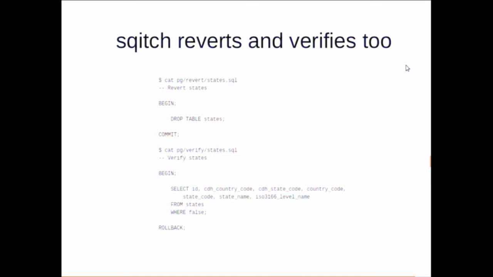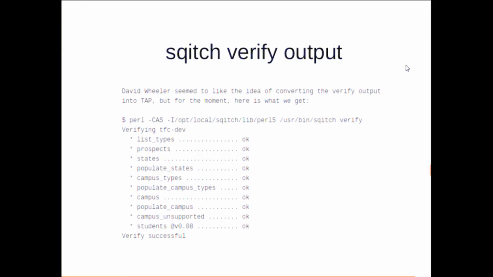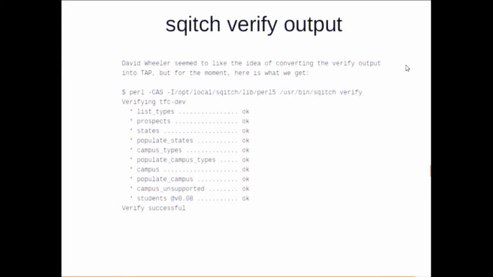But the same thing happens with your revert, just dropping tables or re-altering tables to remove columns that got added or to remove constraints that got added. And also verification. It never occurred to me that you could verify these sorts of things without just going in and looking at it. But apparently, David Wheeler turned me on to this: select from where false. It doesn't return any data, but it will throw errors if you've misspelled column names, field names, either in the test or in the database engine itself. This is what the verify output looks like. I spoke with David Wheeler, and he's interested in patches that will turn this into TAP output so that it integrates better with our continuous integration processes.